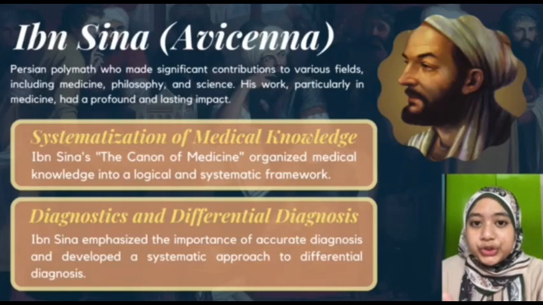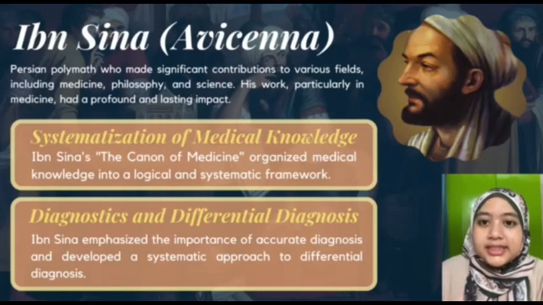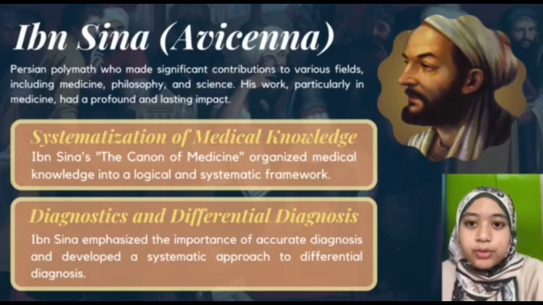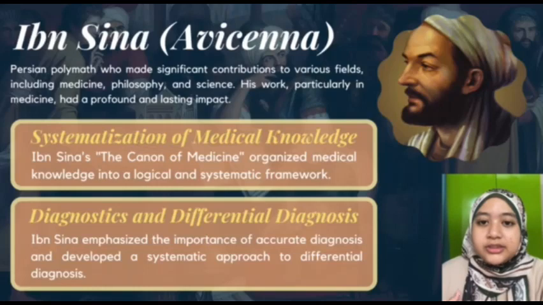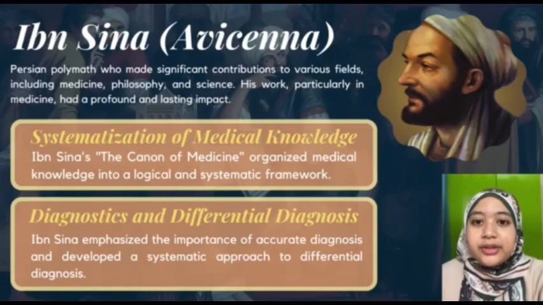Ibn Sina introduced the concept of the humoral system, emphasizing the balance of four humors, blood, phlegm, yellow bile, and black bile, in maintaining health. He also described the properties of drugs and their classification, creating a foundation for pharmacological studies.